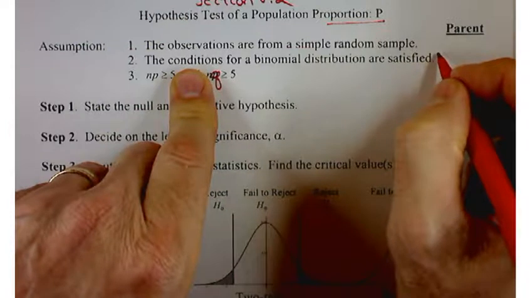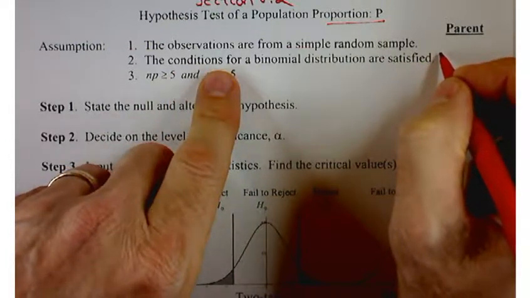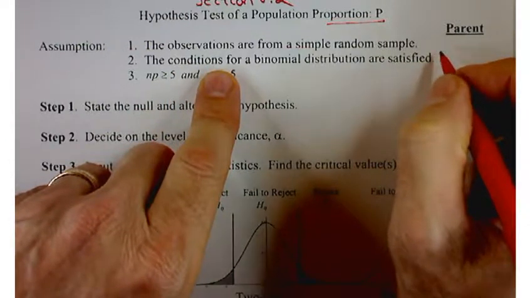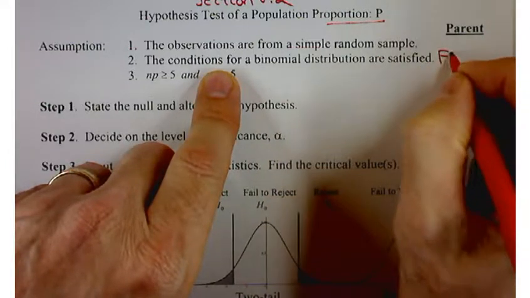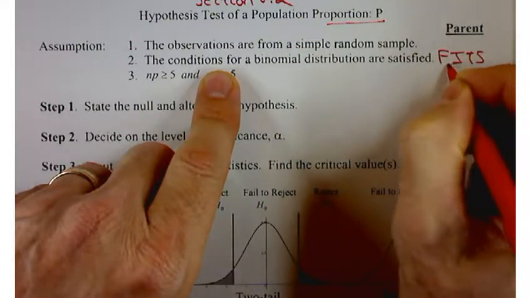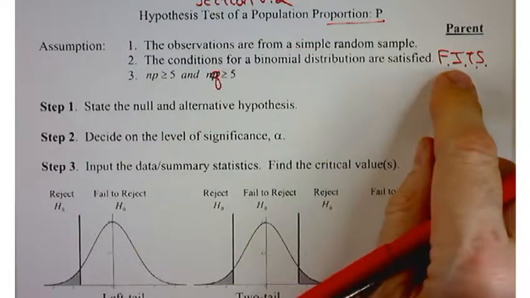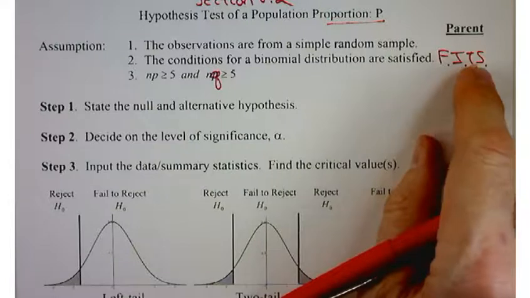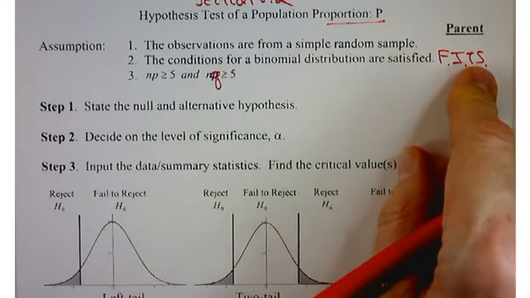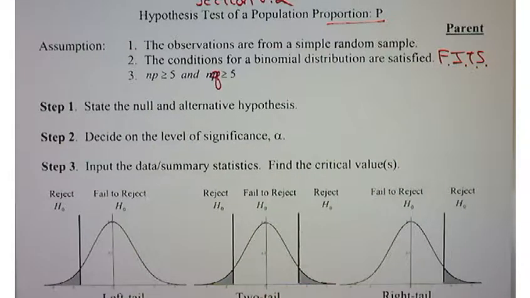Do you remember how to test whether or not something satisfies the conditions for a binomial distribution? It has to fit. Good. So fits: fixed number of trials, independent trials, 2 outcomes, and same probability of success for all those trials.